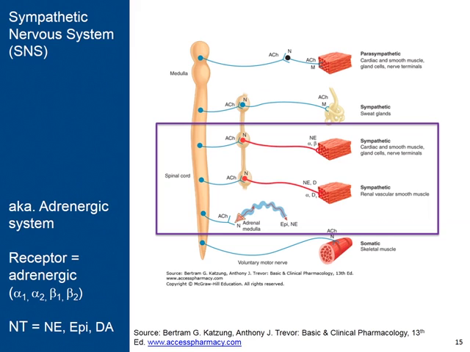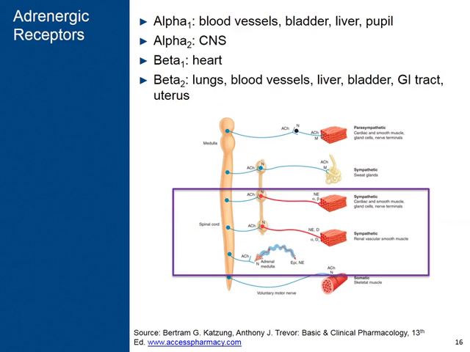Okay, so in summary, you want to know that the sympathetic nervous system, also known as the fight or flight part of the peripheral nervous system, is innervated by adrenergic receptors. They could be alpha receptors, beta receptors. Those are the primary ones that we think about, but also dopamine receptors if we're talking specifically about renal tissue. The neurotransmitters that are involved are norepi, epi, or dopamine, and overall this system is referred to as the adrenergic system. So let's talk about those adrenergic receptors.